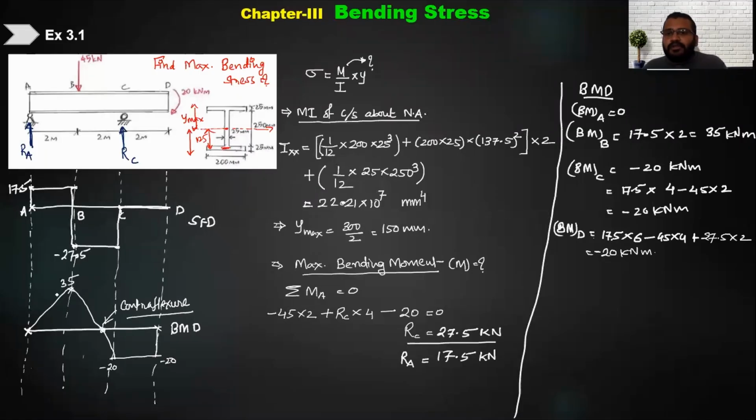So now tell me, what is the maximum bending moment your beam is subjected to, and at what point? At point B. This is the maximum, right? So therefore what value of maximum bending moment M will I take? This 35 kilonewton meter.